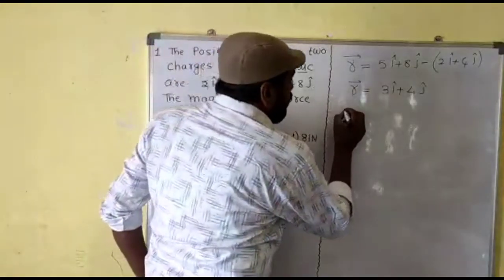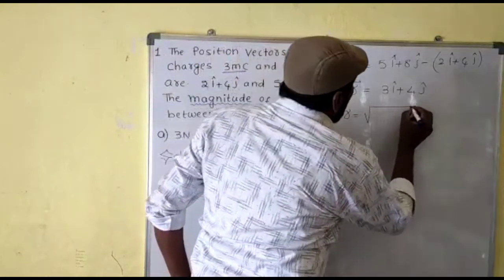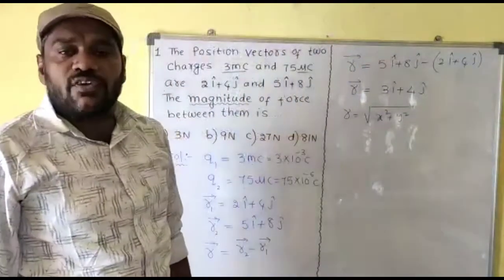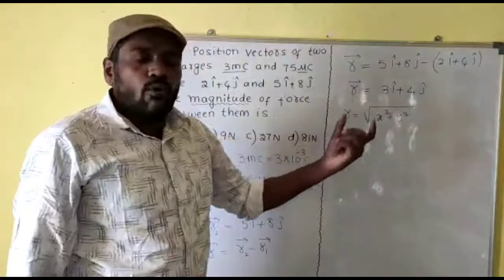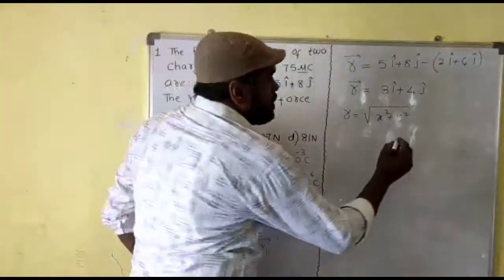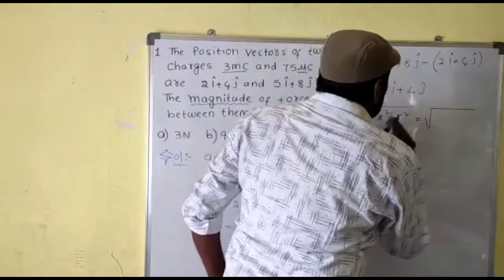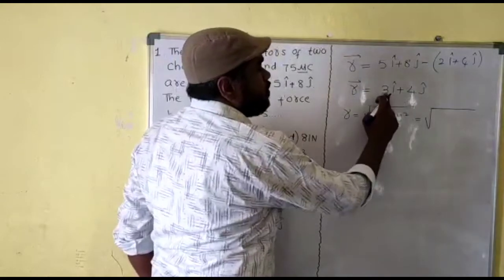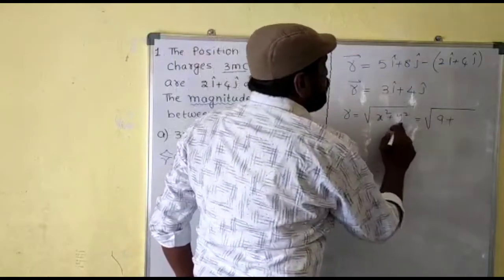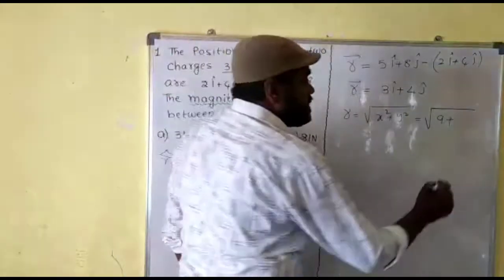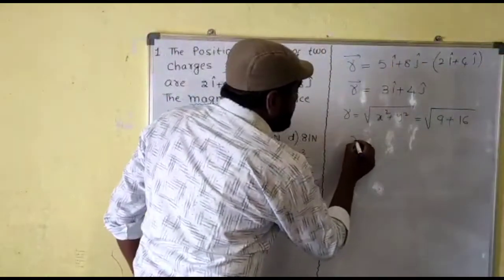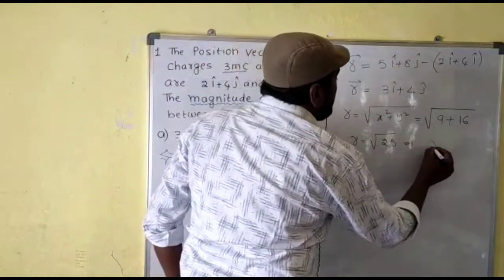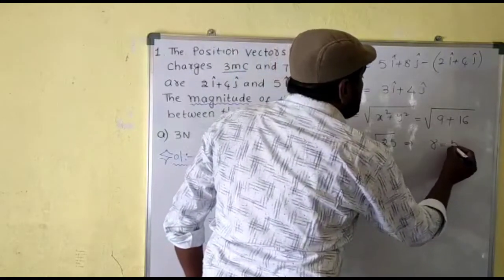What is that? From the formula, which formula? R is equal to what I told you? R is equal to the square root of x square plus y square. Of course, in 3D, R is equal to the square root of x square plus y square plus z square, but here this is only 2D, not 3D. So if you substitute, in place of x there is 3, in place of y there is 4. Therefore x square is 9, plus y square is 4 square, 16. So R is equal to the square root of 9 plus 16, that is 25, and therefore you got the magnitude of the distance between them, that is equal to 5.